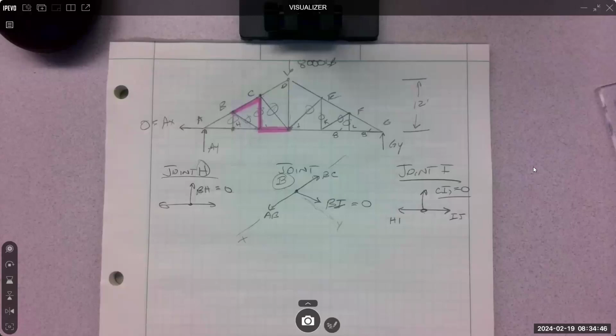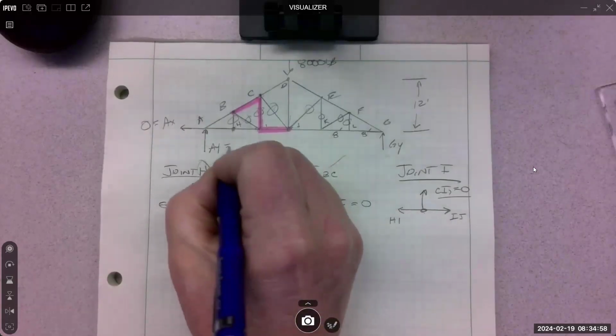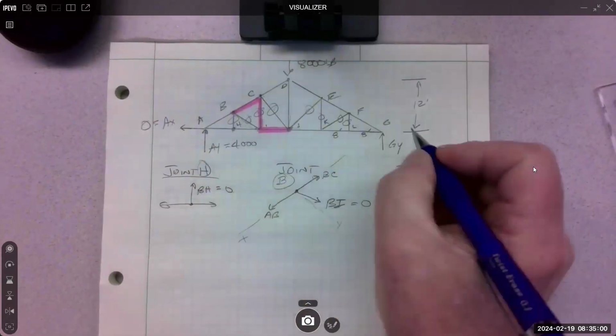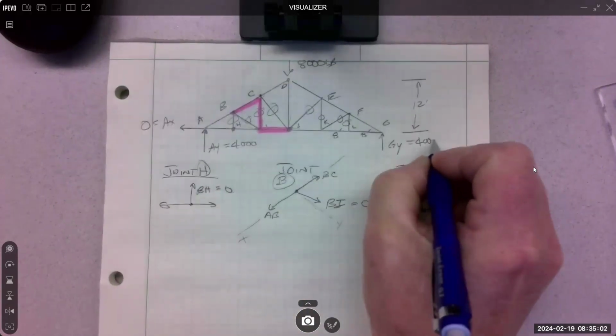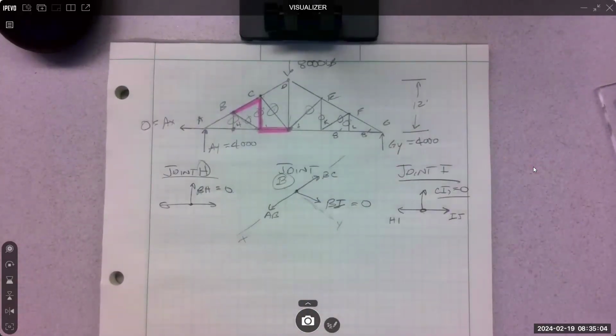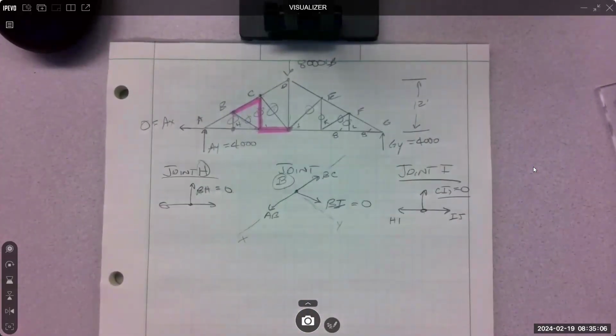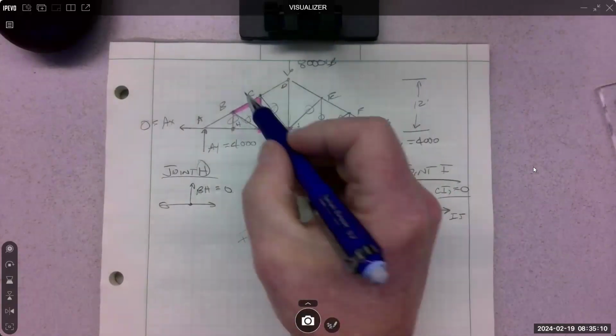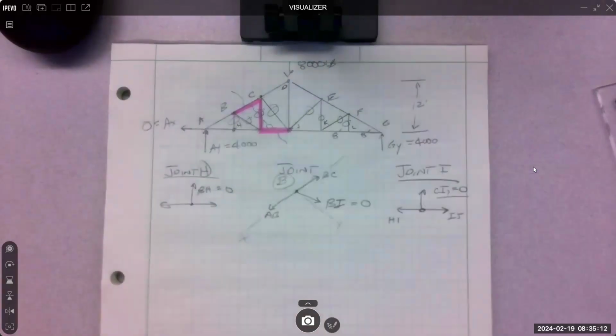Yeah, I see symmetry. So if you can see symmetry, you have 8,000 coming down. There's no other loads, just 8,000 coming down right in the middle. This has got to be 4,000, and that's got to be 4,000. So look for that. Little shortcuts. And then section it right through the 3 that they wanted.